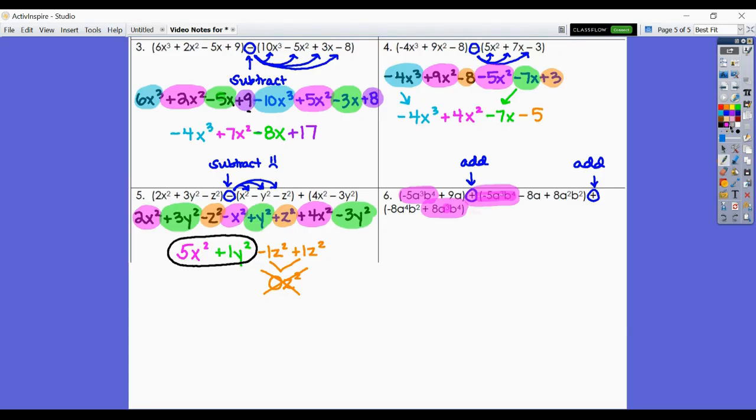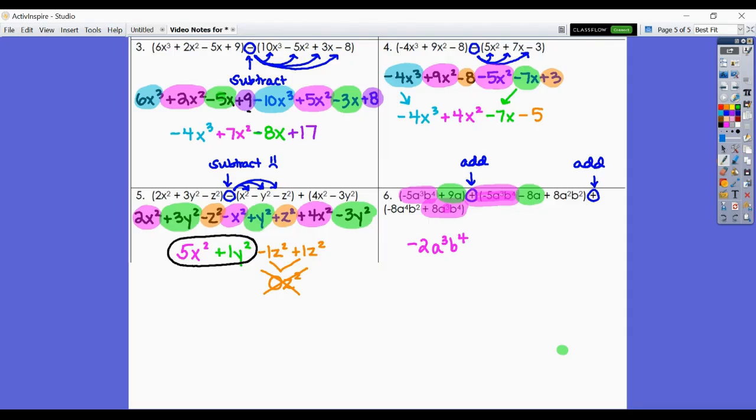We go ahead and combine those. Negative 5 minus 5 plus 8. You're combining them all together to make negative 2 of those a cubed b to the fourth terms. From here, we go ahead and combine our like term of 9a with negative 8a. Take the sign in front of that 8 to make it negative. 9 minus 8 is a positive 1a term.